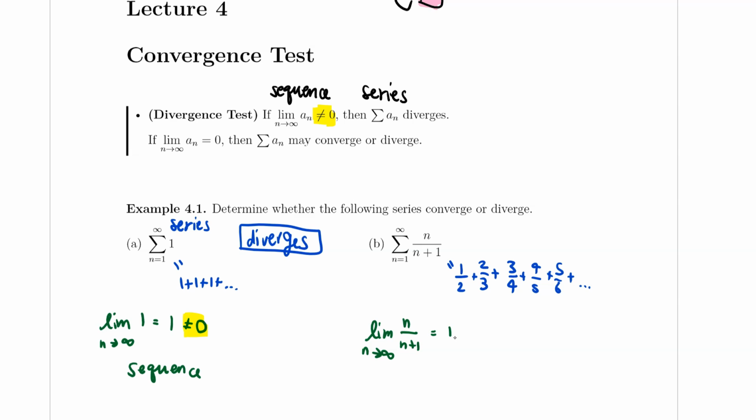By the way, we actually have found this in example 3.4 part B, so we have done this earlier. And because this does not equal 0, I can conclude right away from the divergence test that this sum is going to diverge. Okay, so this is how we use the divergence test.